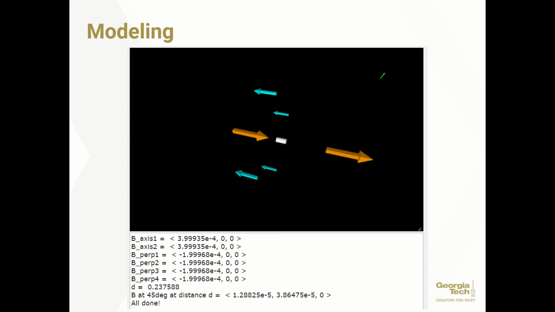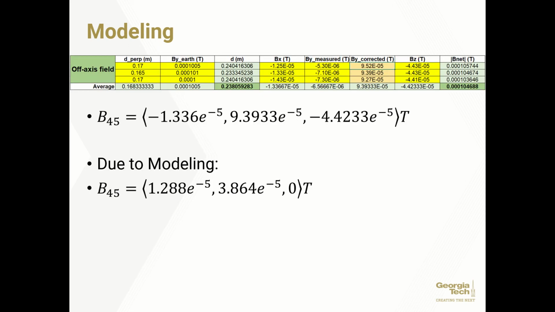The magnetic field off-axis was also experimentally calculated. The experiment resulted in a magnetic field of negative 1.33 times 10 to the negative 5th, 9.39 times 10 to the negative 5th, and negative 4.42 times 10 to the negative 5th teslas. The model resulted in 1.288 times 10 to the negative 5th, 3.86 times 10 to the negative 5th, and 0 teslas.